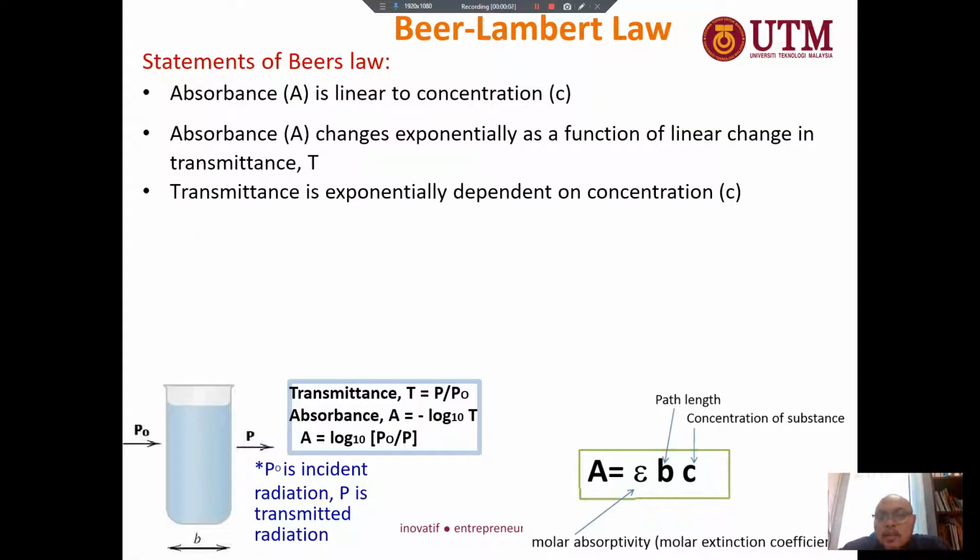Okay guys, the next one we will learn about is the Beer-Lambert law. There are three statements of the Beer-Lambert law. First, absorbance is linear to the concentration. What I mean by that is, the higher the concentration, the more analyte there is, and the more absorbers there are to absorb the radiation. So the higher the concentration, the higher the amount of radiation absorbed by the analyte.